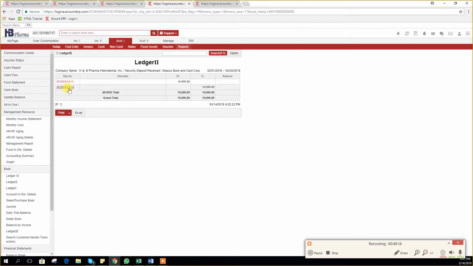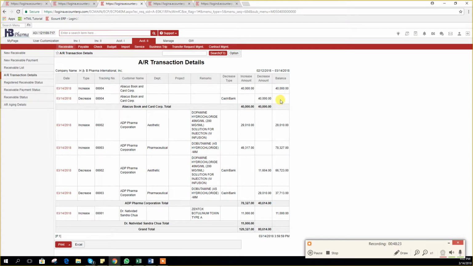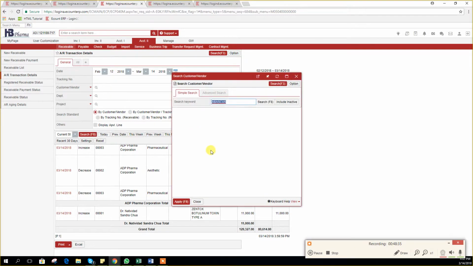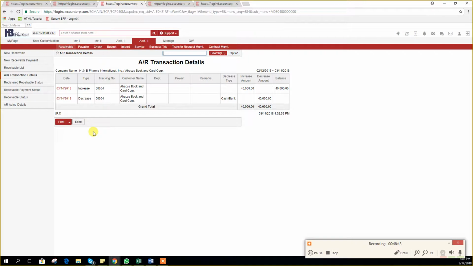Okay, so the balance, whatever it is, you just need to select the customer. Let's say a basket, and search, and you see what the balance is. If you collect a deposit, it is not receivable because you already received the money. So that is how you do it.